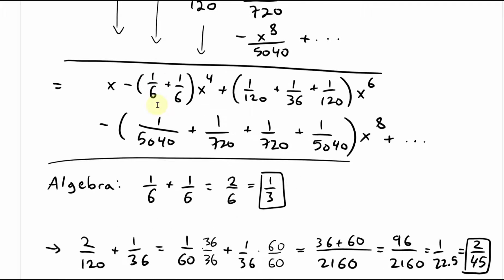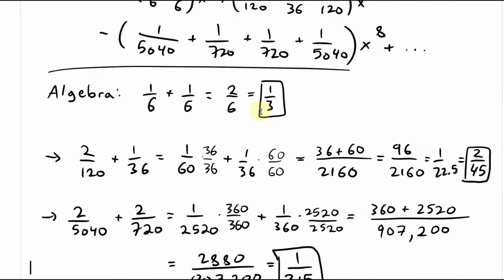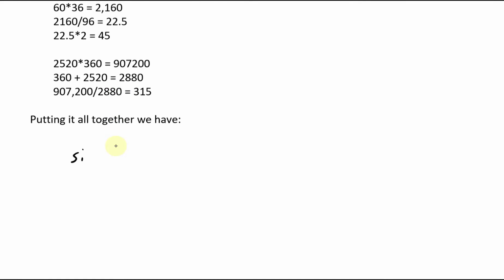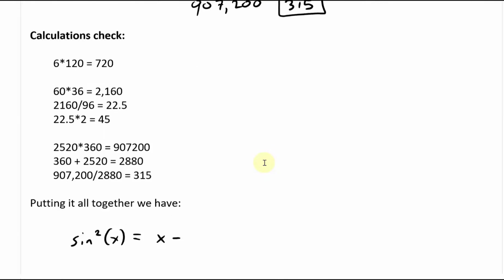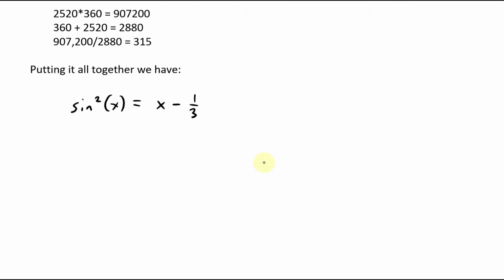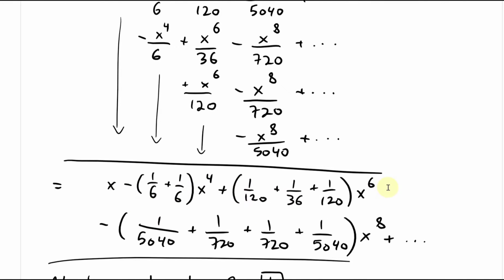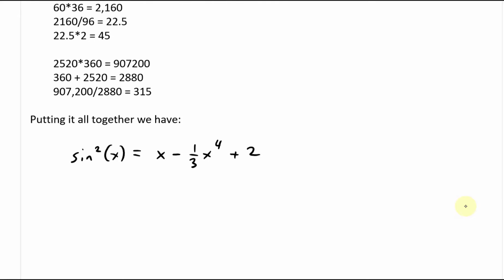So sine squared of x is going to be x squared, and then minus, here's b1 over 3, and it becomes 2 over 45, and then 1 over 315. Putting it all together, sine squared of x is equal to x squared, minus 1 over 3 x to the 4, plus 2 over 45 x to the 6.